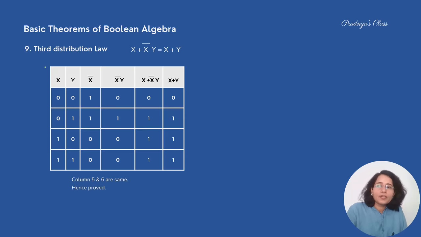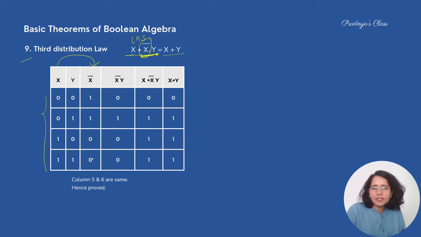The last law is called the third distribution law. It says x plus x bar dot y is equal to x plus y. There are two variables, so you know how to take the combinations. First we will evaluate the left hand part. In that, let's evaluate this term first, and in this term we first need to calculate x bar. So x bar means the negation of x.